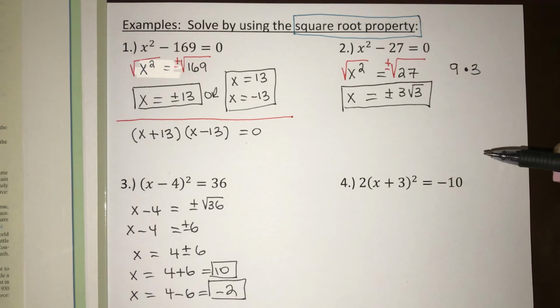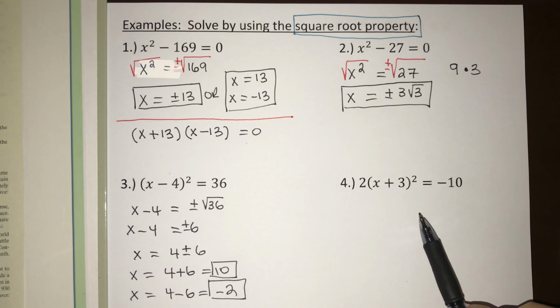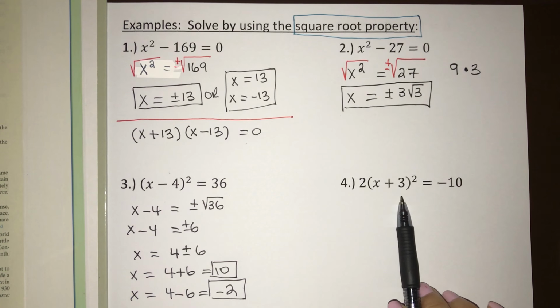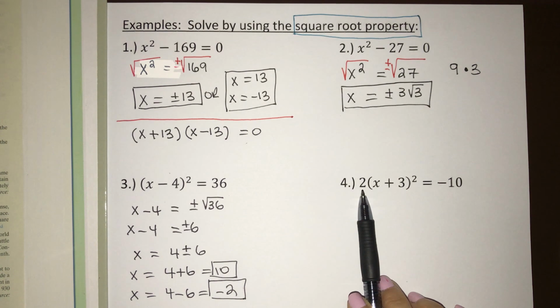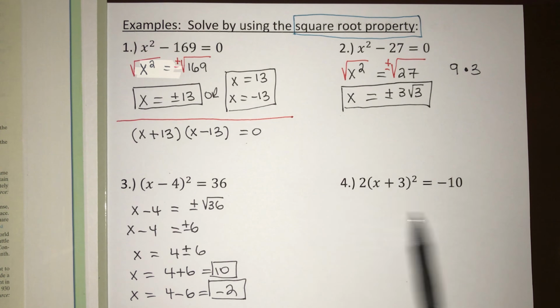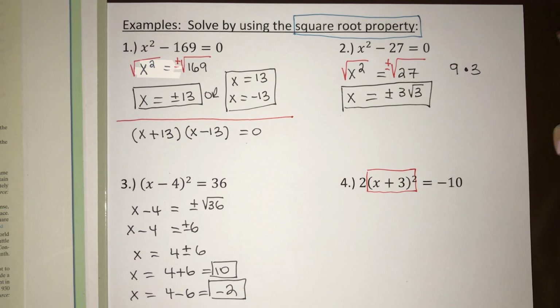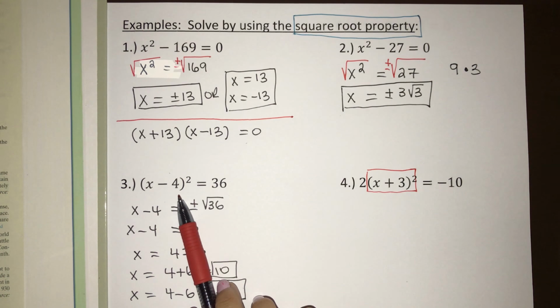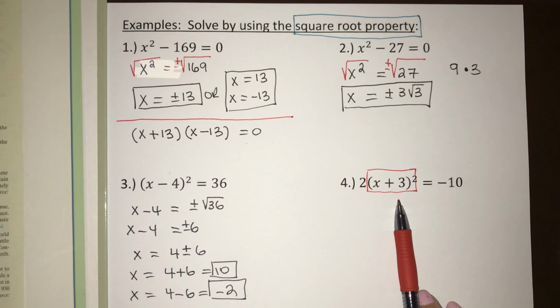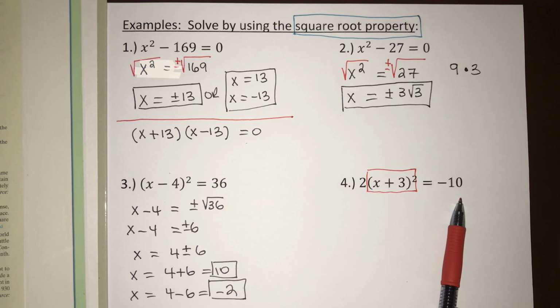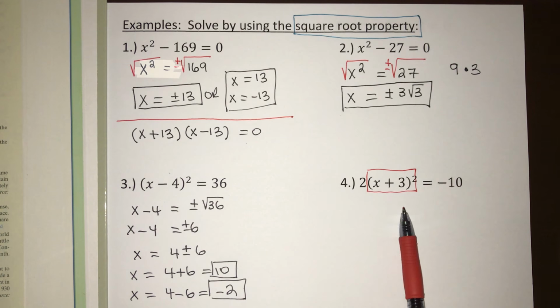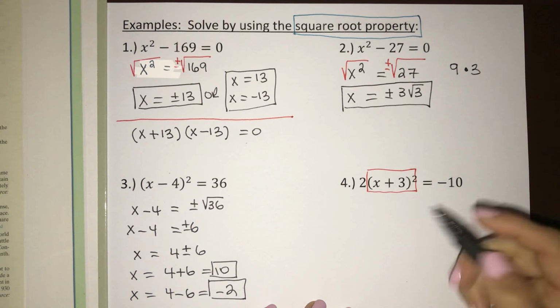Let's take a look at the fourth example. This is a similar problem as number 3. We have a binomial squared, but I have a 2 that's multiplied to the binomial. And what I want to do is I want to just isolate the part that's squared. We just want to get this part by itself. It's the same idea as getting x squared by itself. For number 3, we had the binomial isolated, but here what we can do is divide both sides by 2 and it'll make the problem the same as number 3. So we have an extra step.